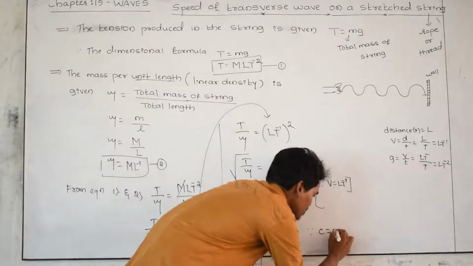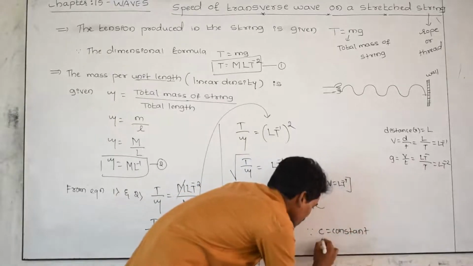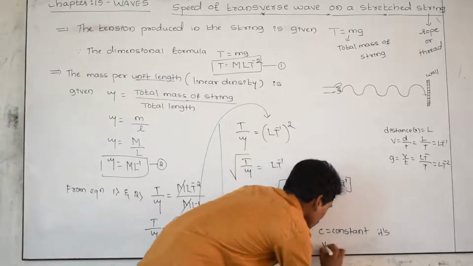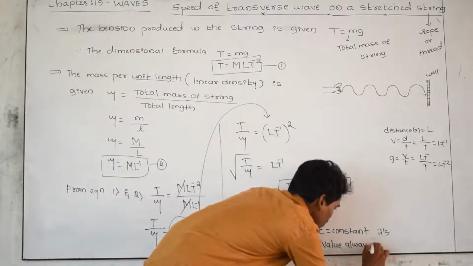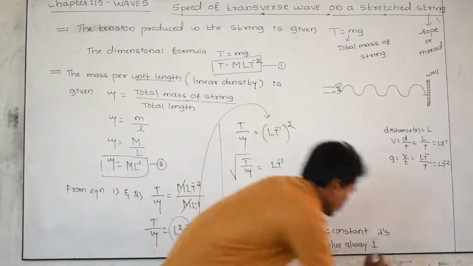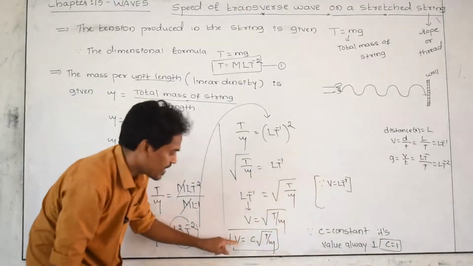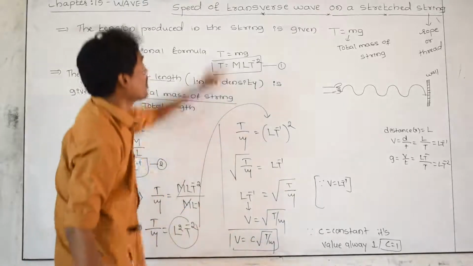Its value is always 1. Therefore, c is equal to 1. If c is equal to 1, then you are getting velocity is equal to root of T by mu, for a transverse wave.